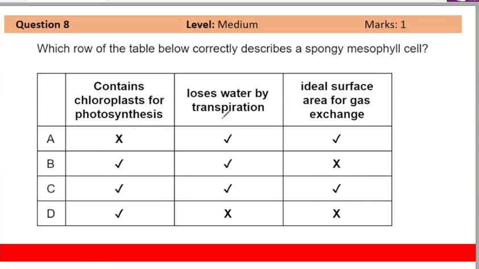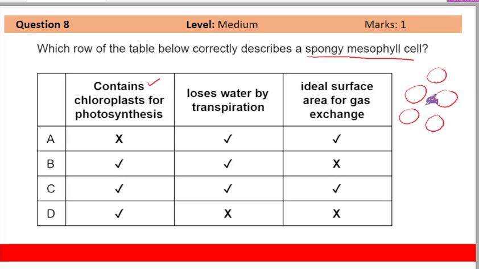Which row of the table below correctly describes the spongy mesophyll cells? Spongy mesophyll cells are found in the leaf. You can see they are spongy. They are called that because they are loosely arranged. They contain, of course, chloroplasts, where photosynthesis takes place, right? So let us see. Contains chloroplast for photosynthesis? Yes. Loses water by transpiration? No, because these are the spongy mesophyll cells, right?